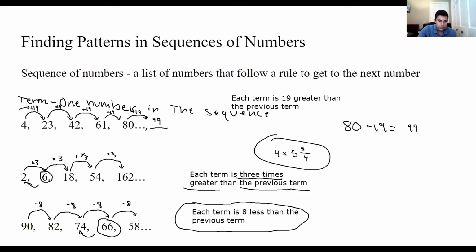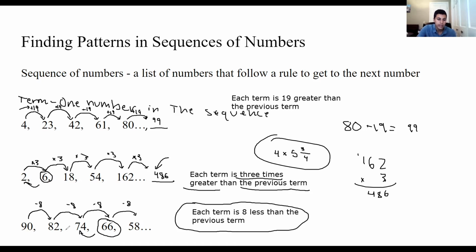What about this one? Let's say we multiply by 3 every time, then to find the next term, logically, we should just multiply by 3 again. So we do 162 times 3, so we get 6, 8, carry 1, and 486. So 486 is the next term in this sequence. And sometimes, especially with the geometric sequences, which is what we call it when we multiply, we can get really big numbers. So we usually don't go out to that many terms for those ones.